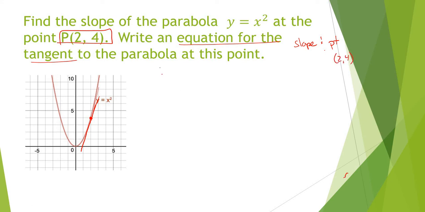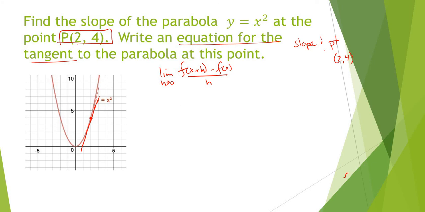So the slope is the limit as h approaches 0 of f of x plus h minus f of x over h. You need to know this formula. Don't forget to write the limit in the front, because without that limit of bringing h closer and closer, all we have is the slope of a secant line. So the limit makes it the slope of the tangent.